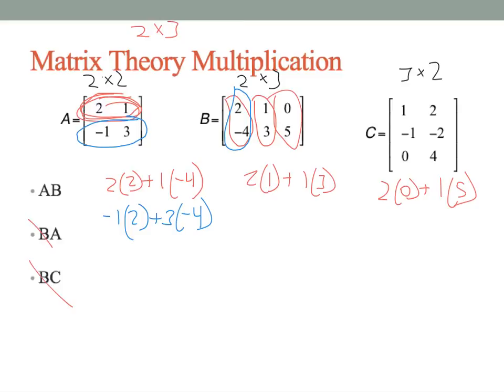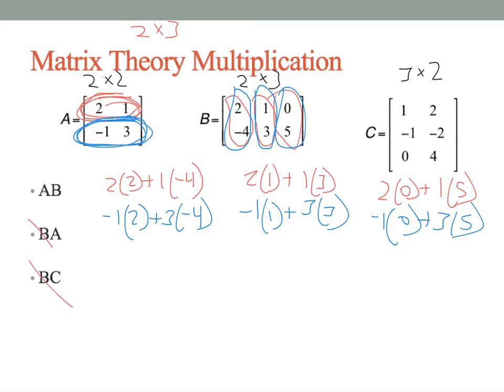For the bottom middle answer, we're going to do the same thing, -1 and 3, but this time times 1 and 3. So -1 times 1 plus 3 times 3. And for the last one, we'll do -1 and 3 and 0 and 5. So -1 times 0 plus 3 times 5. Okay, so we have our product matrix. We just haven't worked out the calculations yet, so let's do that.